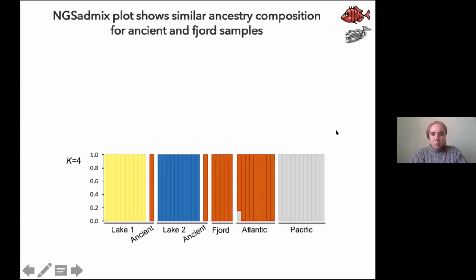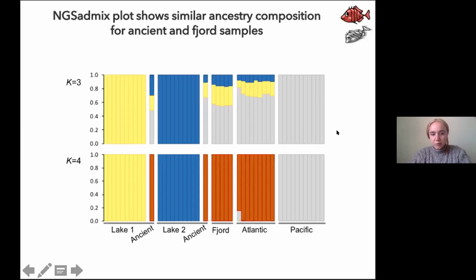And this gets even clearer when we did the same analysis with 3 different ancestries. Again, Lake 1 and Lake 2 are clearly one color, but the ancient and the marine samples and the Atlantic samples are a mixture of all 3 different ancestries. So they are also showing the blue and the yellow color, and this probably means that Lake 1 and Lake 2 carry a subset of the alleles that we can also find in the ancient and the marine samples. And this suggests further that the ancient samples and the marine fjord samples have a similar ancestry composition.